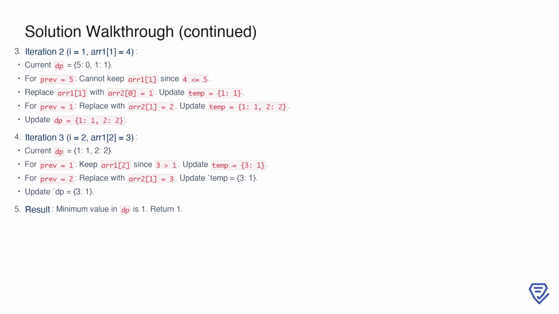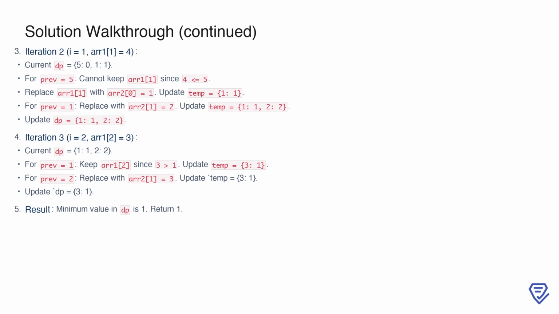For the previous value of 5, keeping 4 is not possible as it's not greater. Replacing 4 with the smallest value in ARR2 greater than 5 is also not possible, so we move to the next previous value, 1. Replacing 4 with the next valid value in ARR2, which is ARR2[1], or 2, requires one additional operation, so temp becomes {1: 1, 2: 2}. After this step, we update DP to {1: 1, 2: 2}.